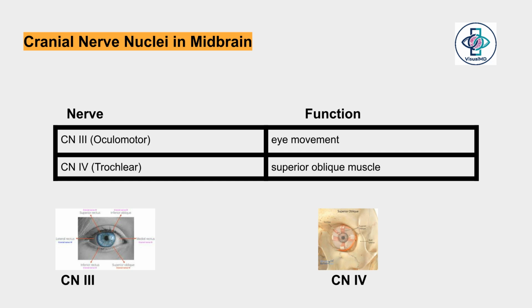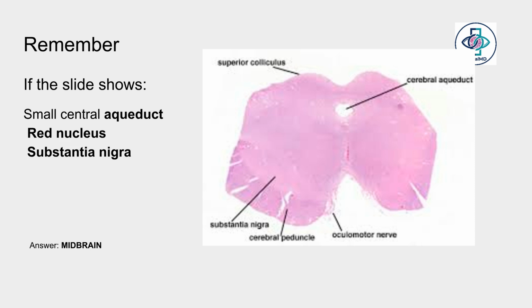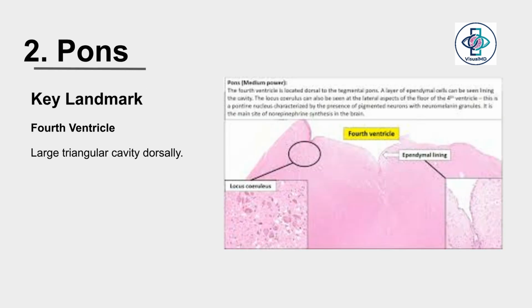Two cranial nerve nuclei are found in the midbrain. Cranial nerve 3, the oculomotor nerve, which controls eye movement, and cranial nerve 4, the trochlear nerve, which controls the superior oblique muscle. To summarize the midbrain, if you see a small central aqueduct, red nucleus, and substantia nigra, the region is the midbrain.